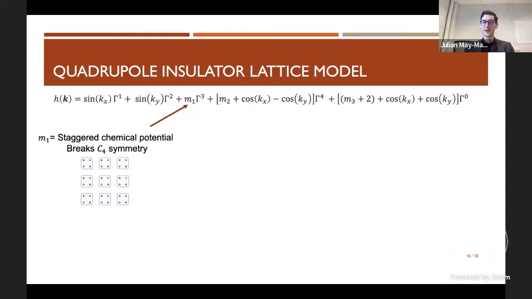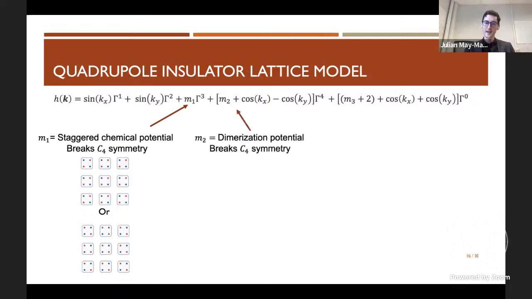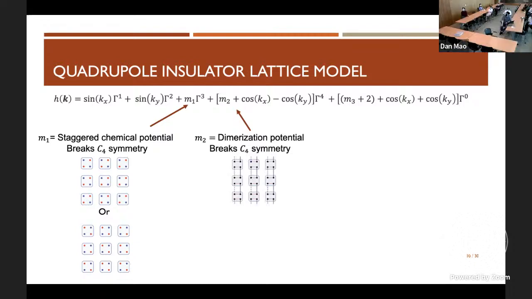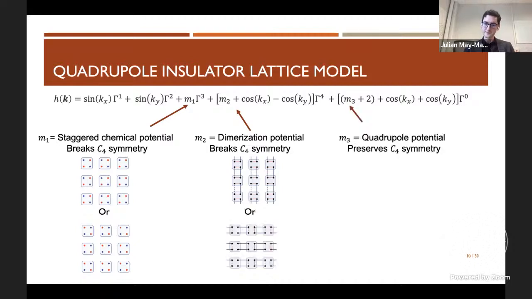This term is going to favor configurations of our lattice model where the electrons are bound to these blue sites, or to these sites, which are blue here, depending on the sign of M1. The second term, M2, is going to be what I'm going to call a dimerization potential, which also breaks C4 symmetry. This term is going to favor configurations where our electrons are basically bound between neighboring sites in the Y direction or in the X direction, depending on the sign of M2.